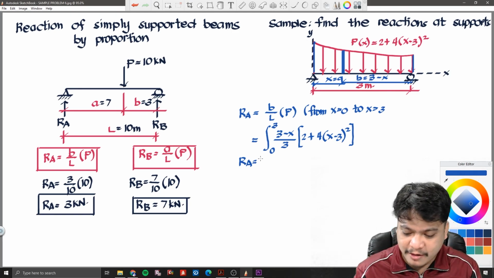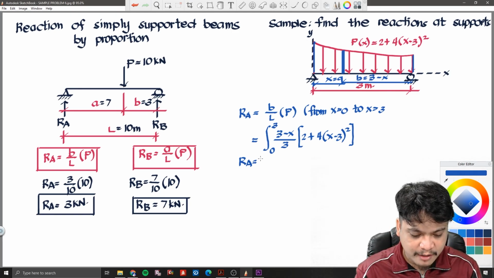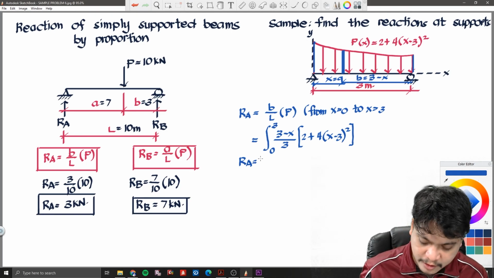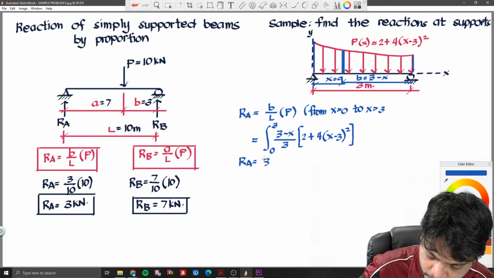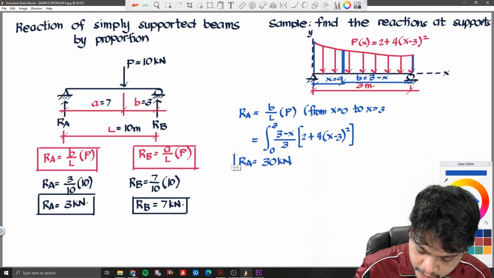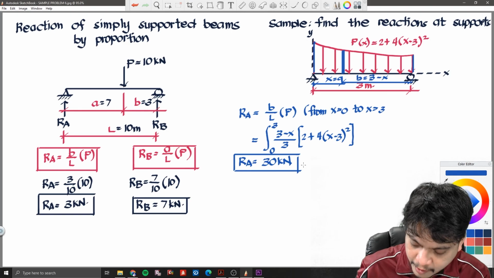Meron naman kayong no? So, that's 3 minus x all over 3 multiplied by 2 plus 4 multiplied by x minus 3 squared. Again, from 0 to 3 meters. So, you will be having here 30 kilonewton. Okay, so this is now the solution for A.